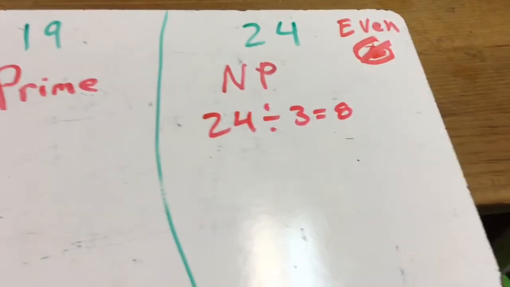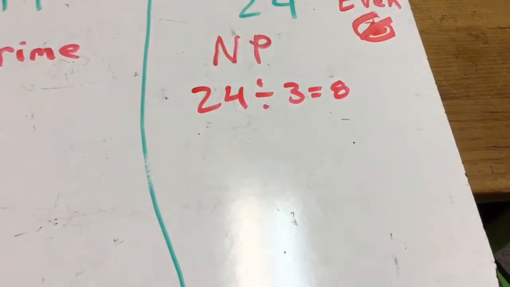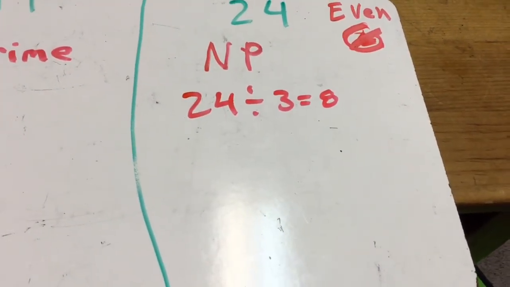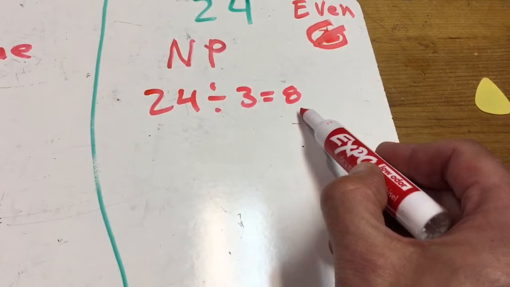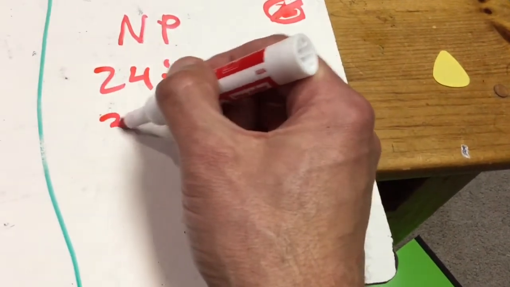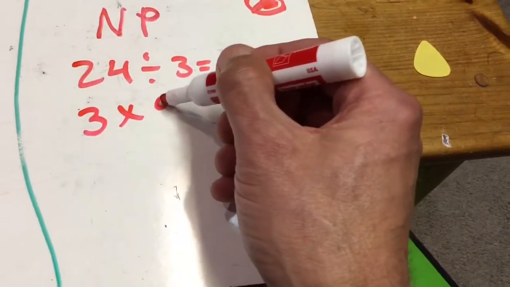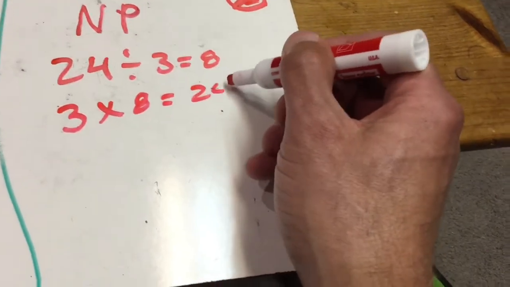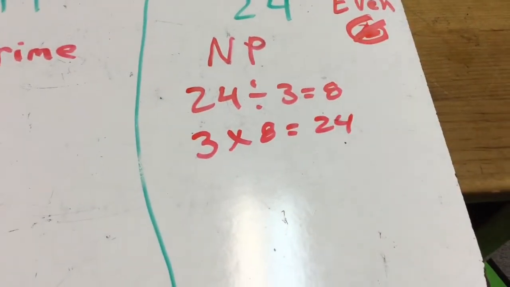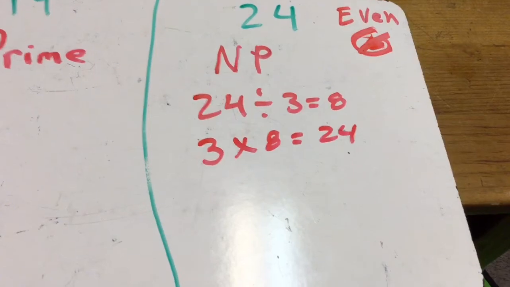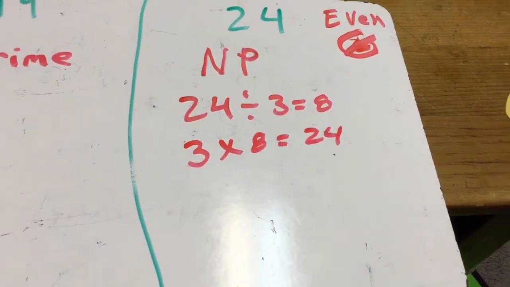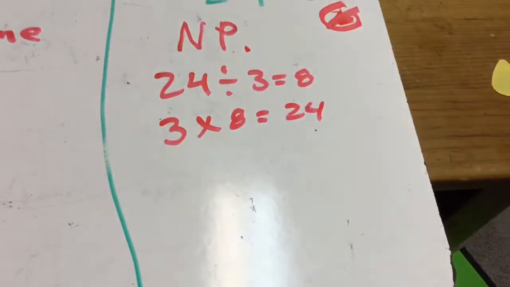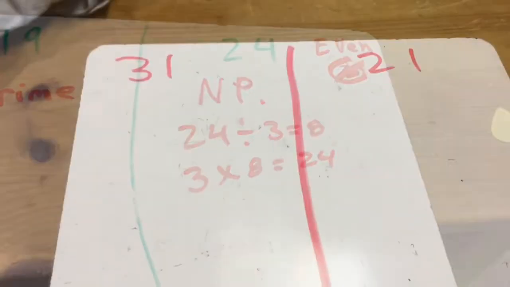That would be proof that it's non-prime because I can divide it by 3, which also means I can divide it by 8. Or you could show me your proof like this. 3 times 8 is 24, kind of like a fact family. So again, that's your proof that it's not prime. NP. Let's do 2 more.